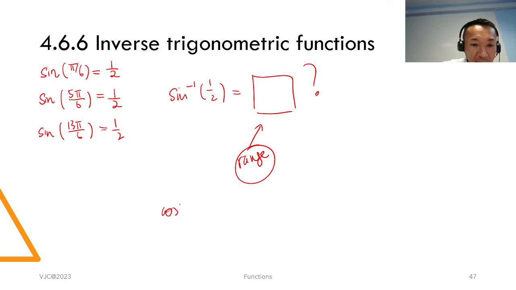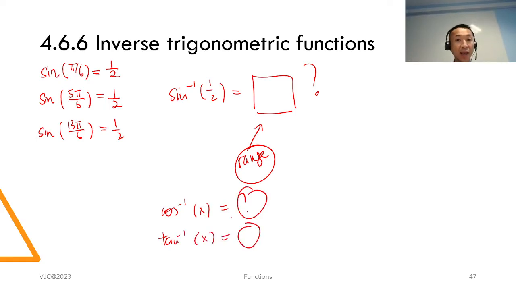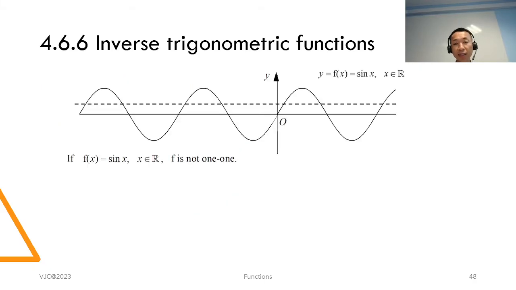Similarly, what I have is cosine inverse x and tangent inverse x. Is there a range of values these can take? Let's begin with the end in mind. So with that, let us take a look at the graph.